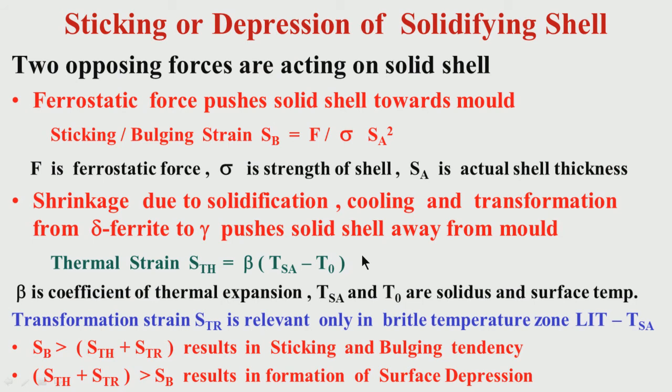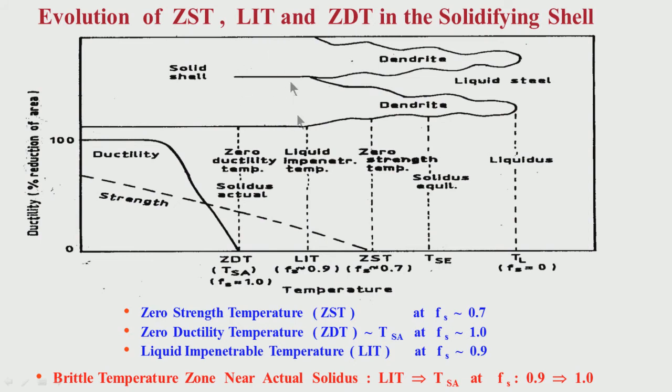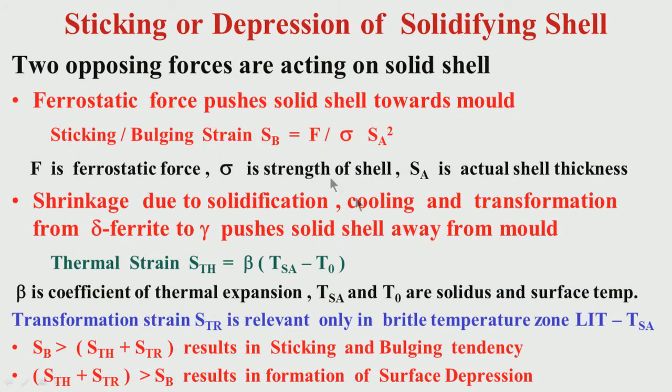On top of this, there may be a transformation strain, which we call STR, relevant only in the brittle temperature zone. I have mentioned in the last transparency that this is the brittle temperature zone between LIT and ZDT, that means between the solid fraction of 0.9 to 1. So, if in this temperature region there is a transformation from delta to gamma, then only this is effective. Here if you have a transformation, it is not effective, it will cause a crack, but liquid still will heal it up. But if there is a crack formation due to too much strain here, you cannot do anything, so there will be a crack formation. So, whatever strains I am talking about, if they form in this region, they are really a matter of concern, or even lower temperature is a matter of concern. That is why the transformation strain is relevant in the brittle temperature zone between LIT and TSA, that means the solid fraction between 0.9 and 1.